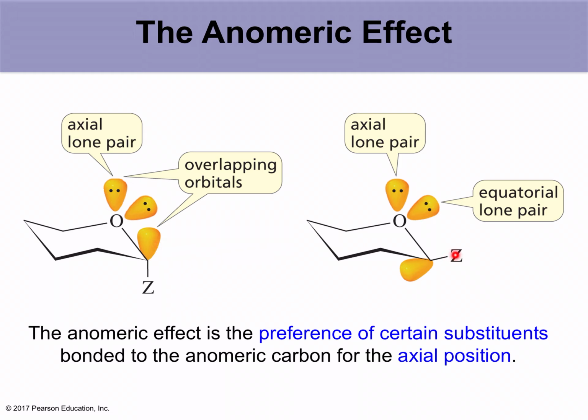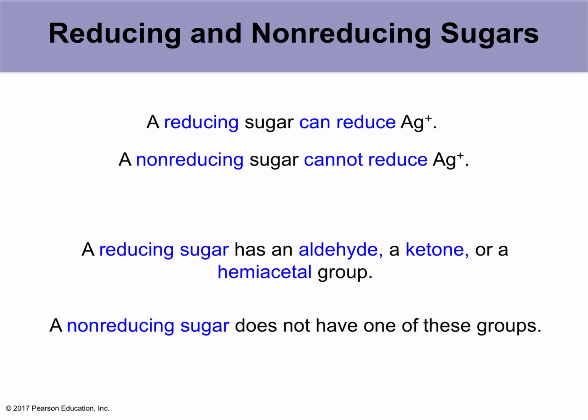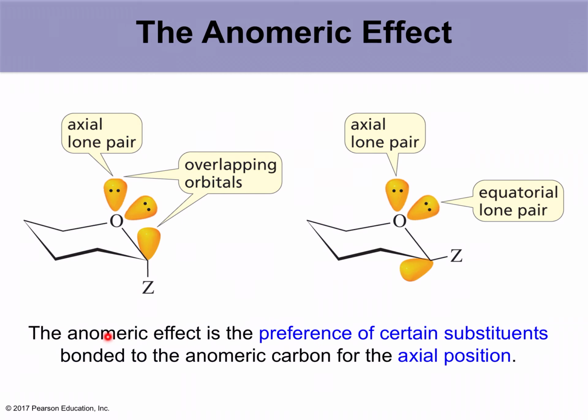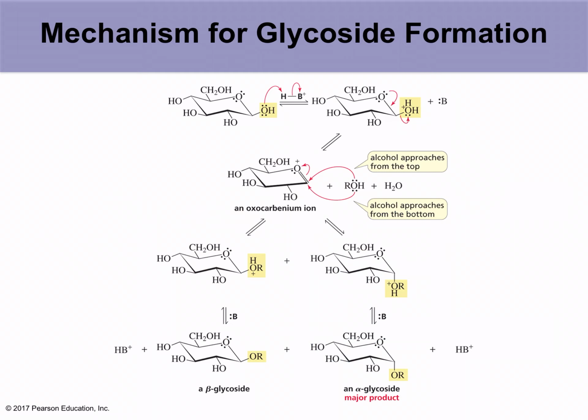Whereas here, when it is in the equatorial position, that is not going to have that overlap. So the equatorial lone pair will not be able to overlap with the empty orbital. And that is called the anomeric effect. The anomeric effect is a preference of certain substituents bonded to the anomeric carbon for the axial position. Like for an alkoxy group, glycosidic linkage, when it is in the axial position, it's possible to do this overlap. So as a result, that's why the alpha glycoside is the major product when it is like this.